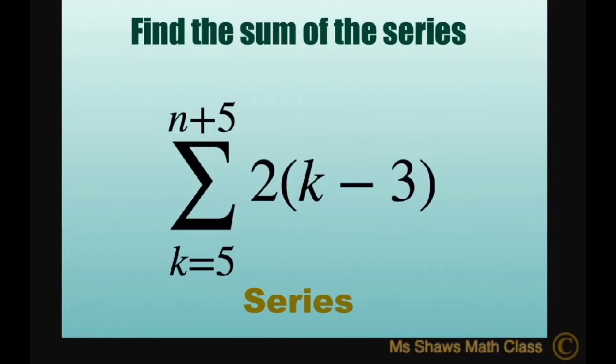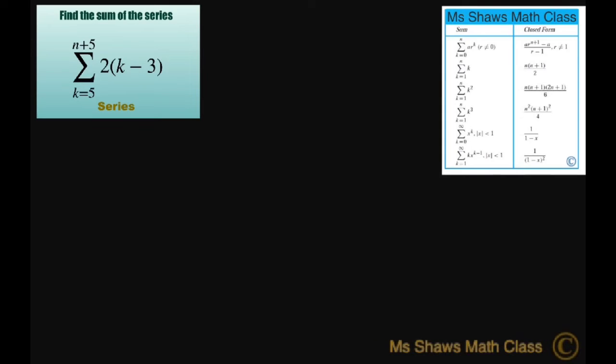Everyone, we're going to find the sum of the series from k equals 5 to n plus 5 of 2 times k minus 3. This one looks a little easy, but it's not. We need to rewrite this so we can use these formulas. I want to use this formula here, and I can't do it with what we're starting with because you have to start with k equals 1.